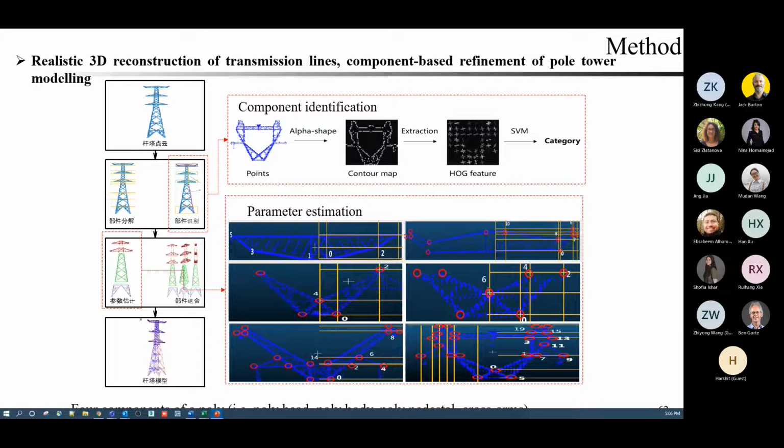Okay, this is the pipeline we use to reconstruct the point cloud model, and we divide the whole structure into 4 parts, for instance, the pole head, the pole body, and the cross arms. So we parameterize the different parts, which can improve the generality we can use to reconstruct the different shapes of the pole model. Next.